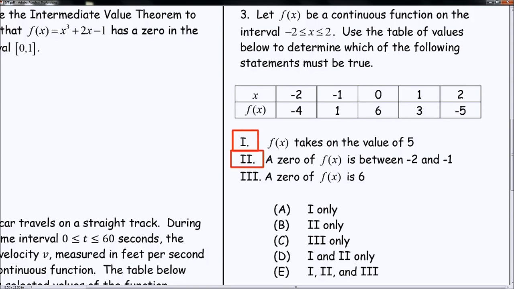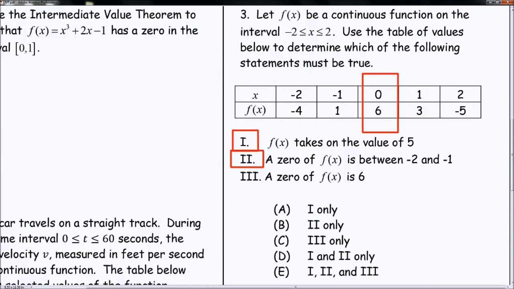Let's check number 3. A 0 of f is at 6. And so I need to look at x equals 6. Well, my interval only goes from -2 to 2, so there's no way that I can look at 6. Most students will probably make this mistake, they see 0, 6, and they say, oh yeah, that's true. Well, when we talk about a 0, we're talking about where y is equal to 0. In this case, y is equal to 6 and x is equal to 0.